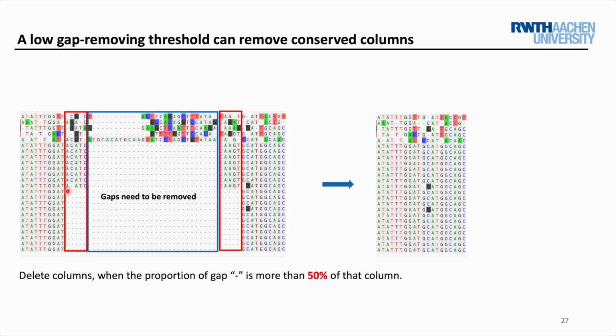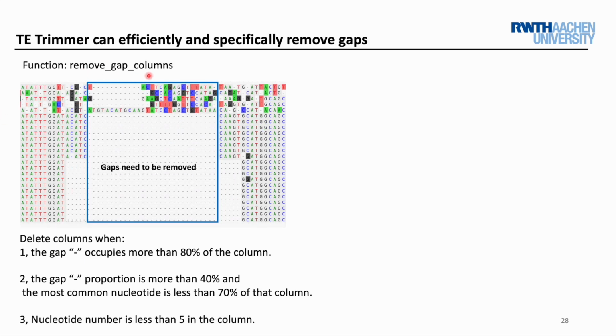So in TEtrimmer, it introduces a new function or algorithm. It's called remove gap columns. It will first check, okay, if the gap occupies more than 80% in a column, definitely this column will be eliminated. Then it will check the columns where gaps occupy 40%, for example, in this column. And then it will check which one is the predominant nucleotide in this column. This is adenine. And then it will check if the predominant nucleotide occupies more than 70% of all the nucleotides. So if so, this column will be kept.